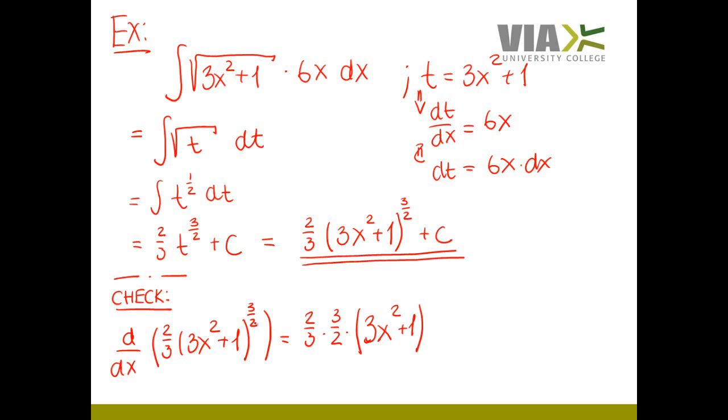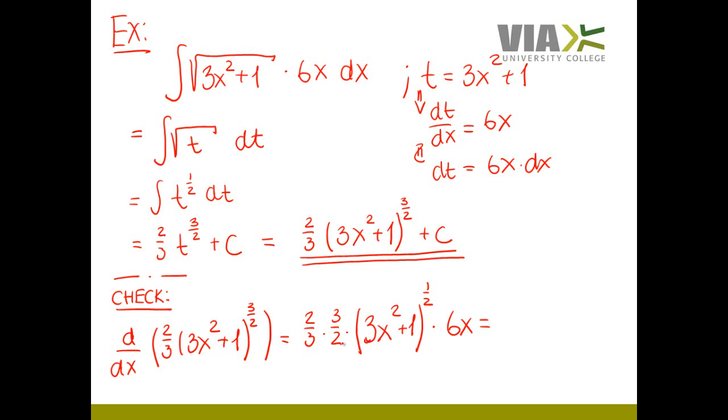And then we have to subtract 1 from our exponent, so that will be equal to 1/2. And then we finally need to multiply that with the internal function differentiated. 3x squared plus 1 differentiated is 6x. Alright, so we just need to look at this simplified a bit.